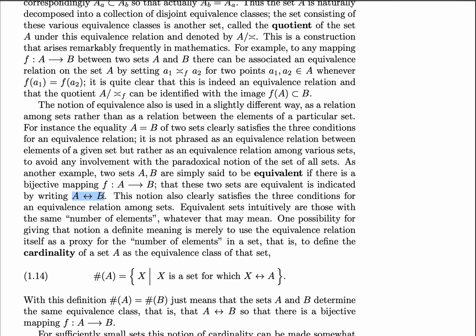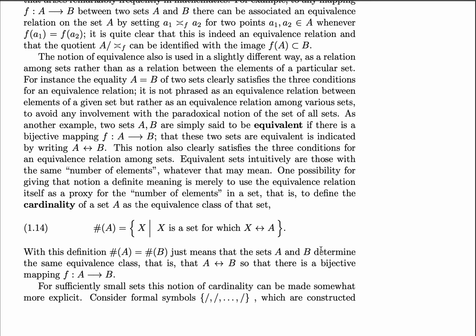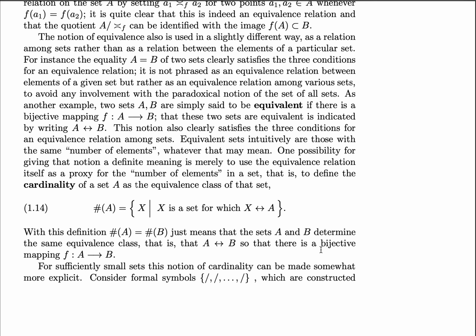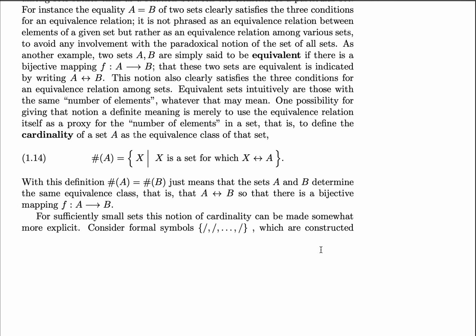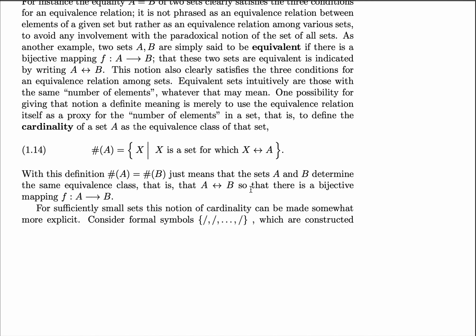Using this symbol, we also have another equivalence relation, such that you can consider the idea of equivalent sets. And equivalent sets intuitively are those with the same number of elements, in the phrase of Gunning, whatever that may mean. One possibility for defining the number of elements in a set is by using the equivalence relation itself as a proxy for it. That is what we will define to be the cardinality of a set A. This is merely the equivalence class of that set, namely the set of all x such that x is a set for which x is equivalent to A.